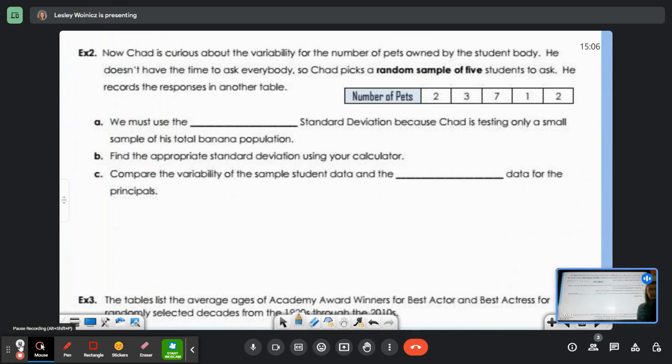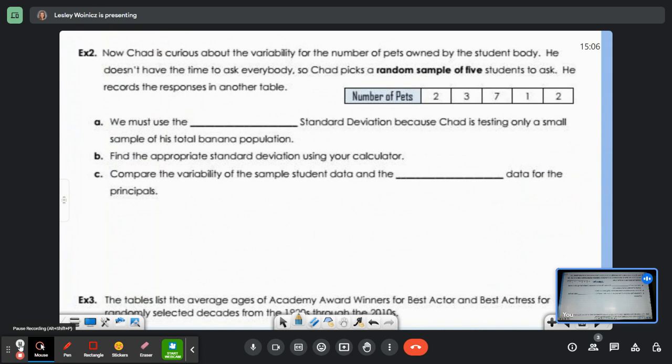Okay, guys, what we're going to do for this one is set it up with the big radical, and then we're going to do it on the calculator the easy way. So now Chad is curious about the variability for the number of pets owned by the student body. He doesn't have the time to ask everybody, so he's going to pick a random sample of 5 students to ask. He records their responses in another table.